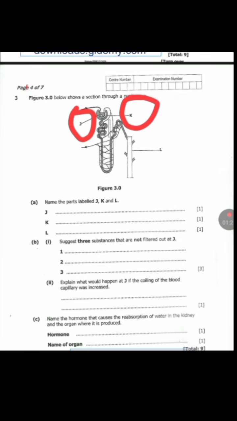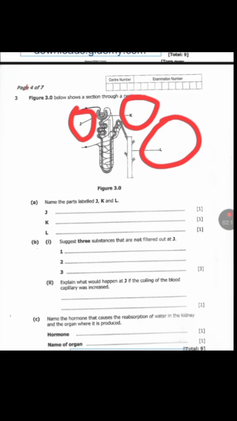The Bowman's capsule. So we need to understand to say the glomerulus is just made up of the capillary networks. Okay, so there is a coiling of blood vessels there, which is making up what we call the glomerulus. Then the Bowman's capsule, that is where the glomerulus is located, and it also helps to hold the substances that are being filtered from the glomerulus. All right. Okay, then we have L, which is called the collecting tubule or the collecting duct. Okay, it's called a tubule or collecting duct. All right, so those were the correct answers.